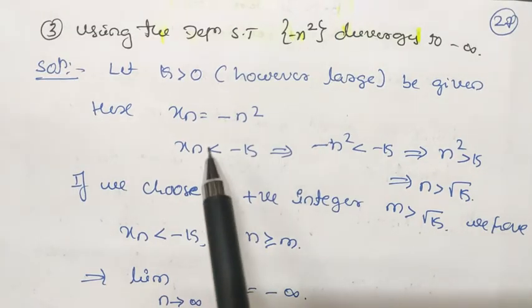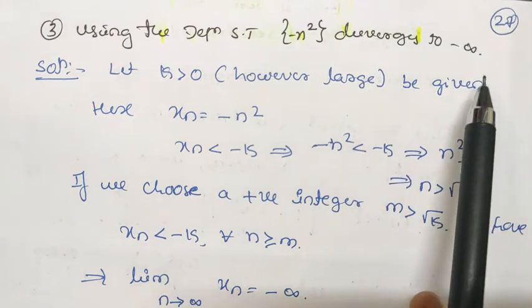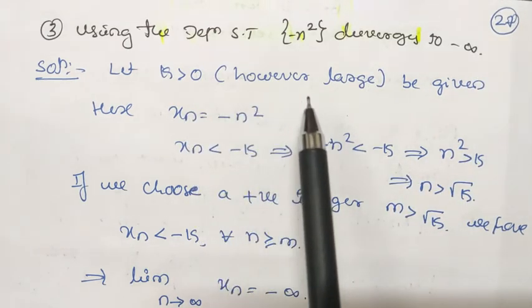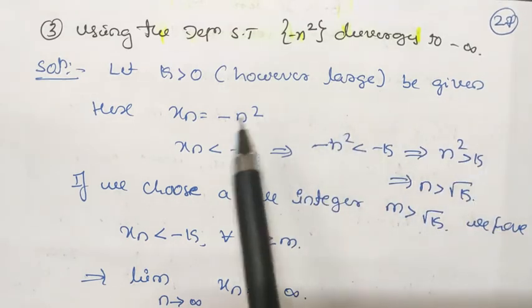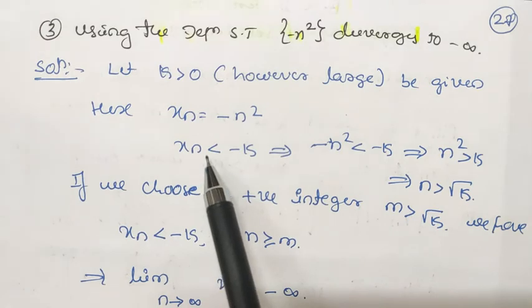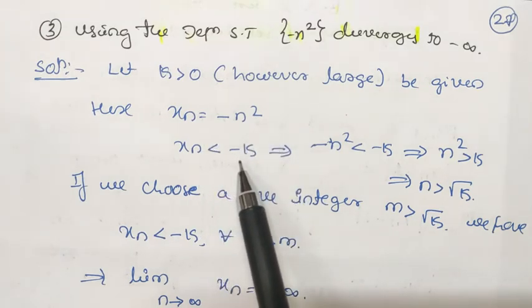Let us take one more example. Using the definition, show that the sequence minus n square diverges to minus infinity. It is also similar. Let k greater than 0, however large, be given, and here xn is minus n square.